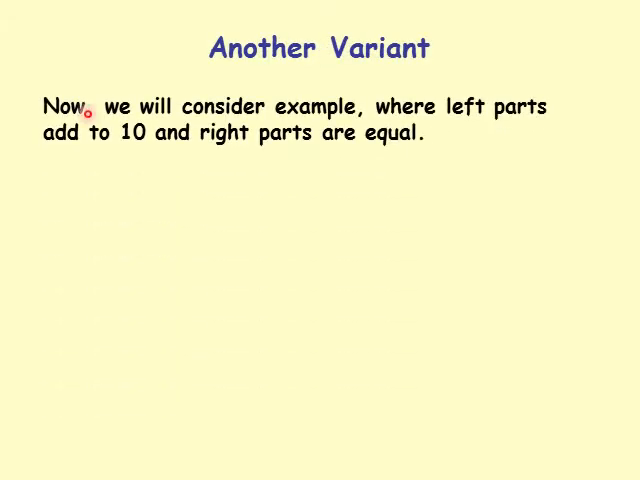Here. So in this case, we'll consider examples where the left parts add up to 10 and the right parts are equal. Let's continue here. So 3,4 times 7,4. On the left, it's a 3 and a 7. They both add up to 10. On the right parts, they are equal. See, it's not a square, but it goes along, using the same kind of method as is used in squares of numbers ending in 5.